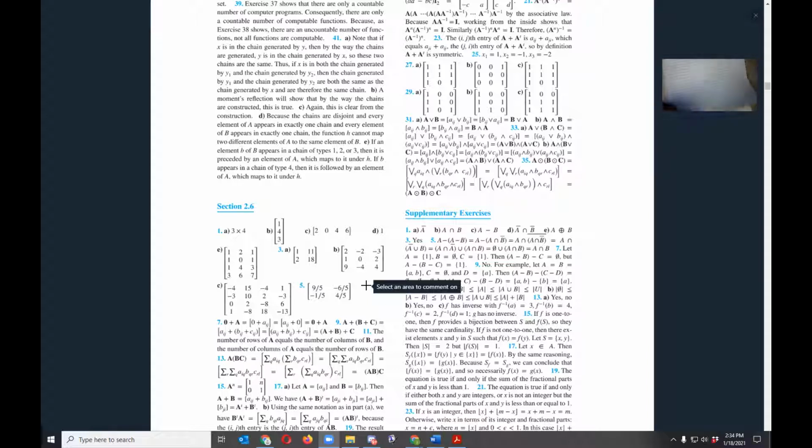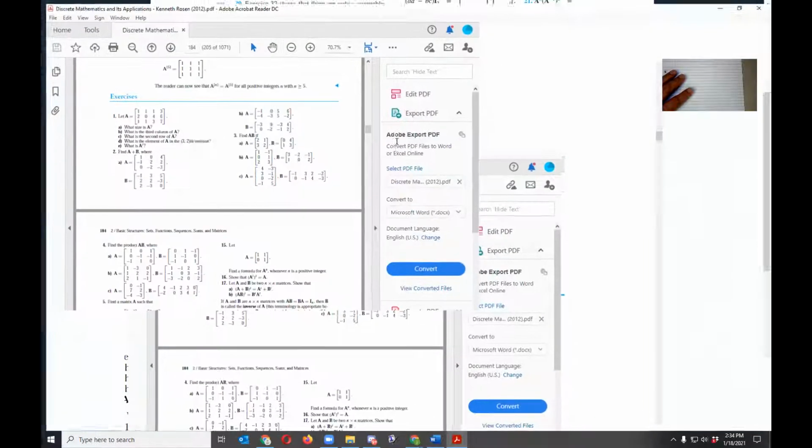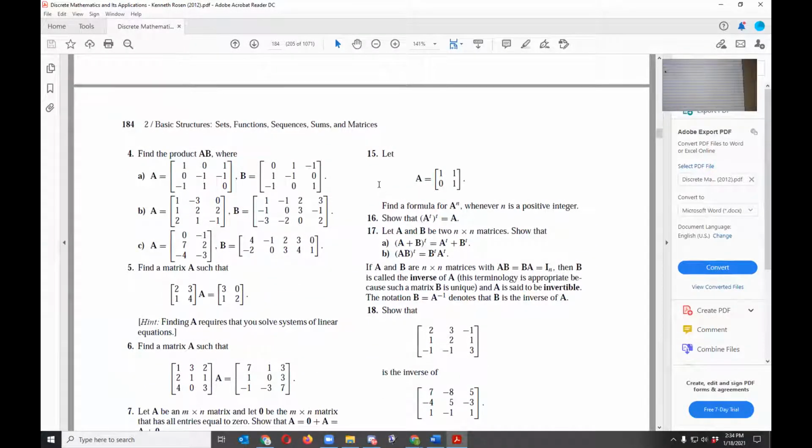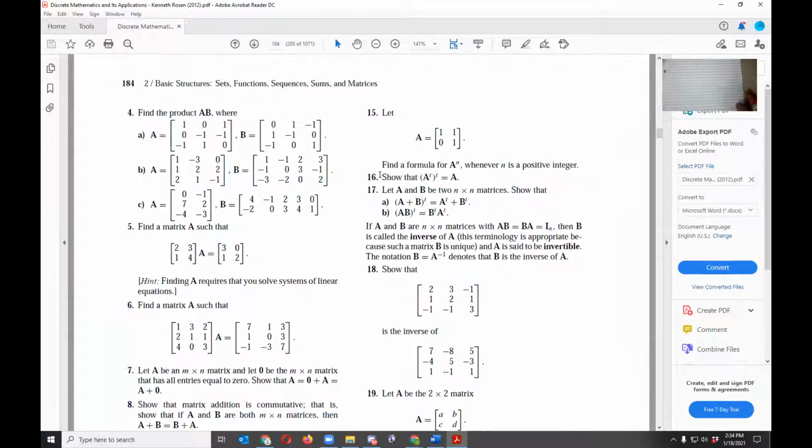Now we're going to do problem number 4. Okay, so let's take a look. What is problem number 4? So I'll drag this down here. Oh, goody, more multiplication. So let's call this 4a. And I'm going to do 1, 0, 1, 0, negative 1, negative 1, negative 1, 1, 0.